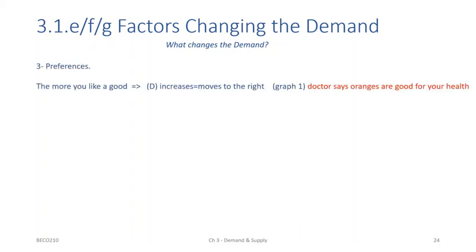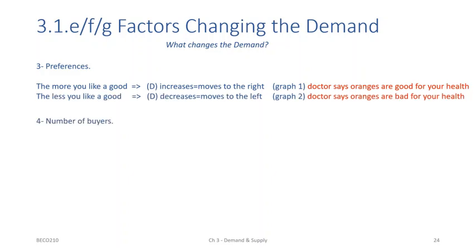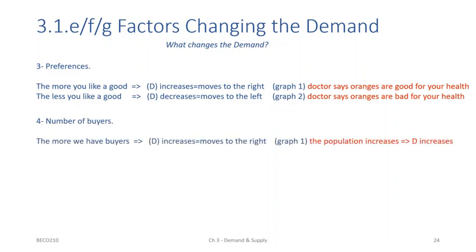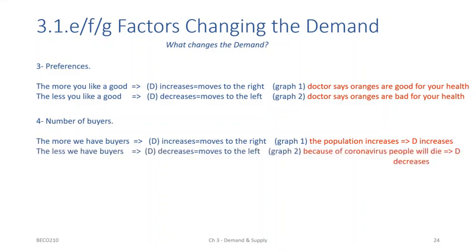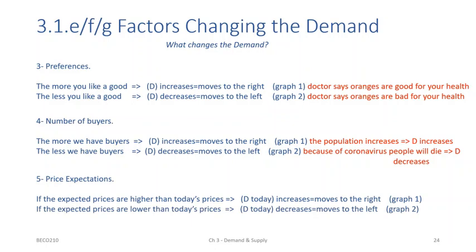Whenever you like a good more, your demand for this good increases. The inverse is correct. Whenever the number of buyers increases, the demand increases. Whenever the number of buyers decreases, the demand decreases. If prices expected for tomorrow increase, today the demand will increase.